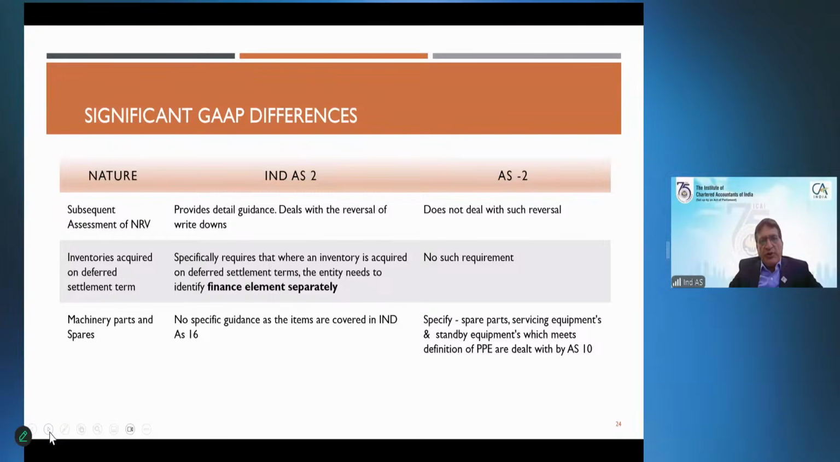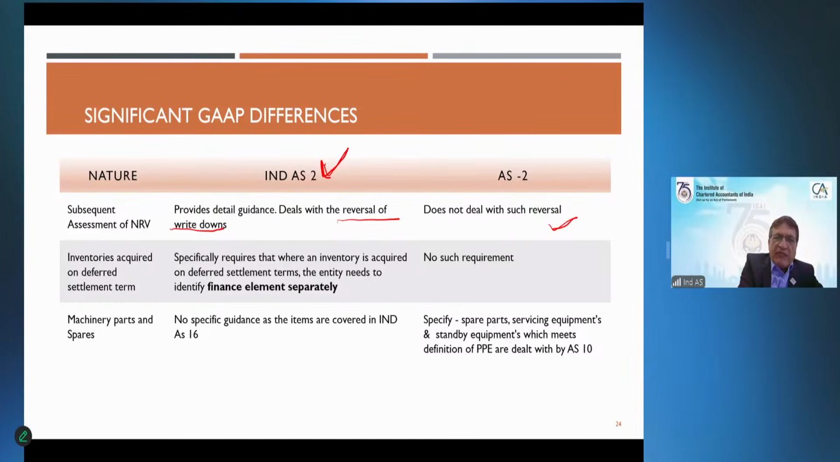Now, let us come to the GAAP differences between Ind AS 2 and AS 2. Broadly, the cost formula is the same. Okay. And broadly, the fundamentals and principles are also the same. Let us see the difference. For reversal of write down, Ind AS 2 gives detailed guidance. AS 2 does not have such detailed guidance.